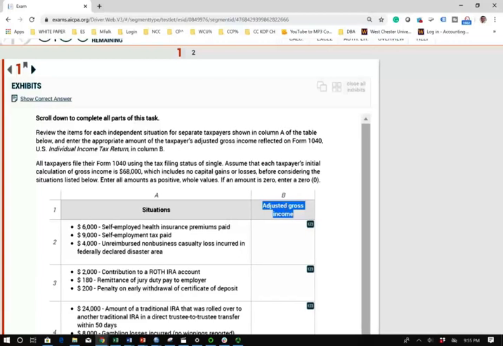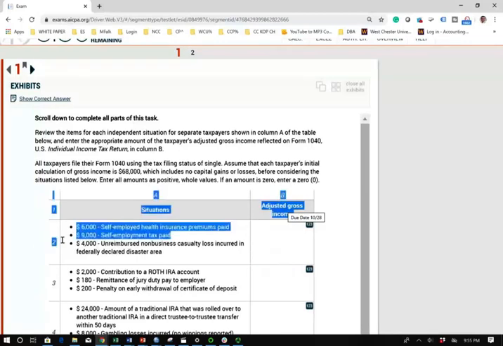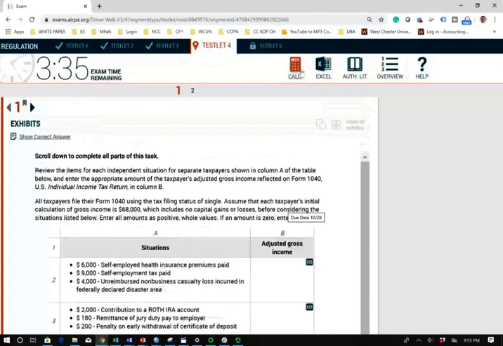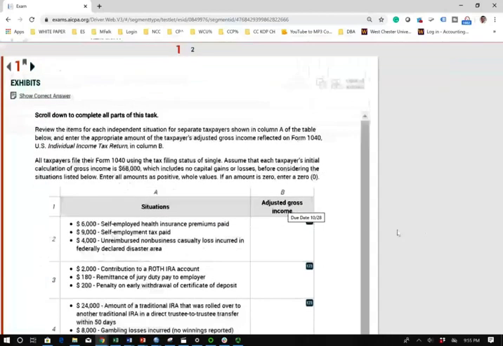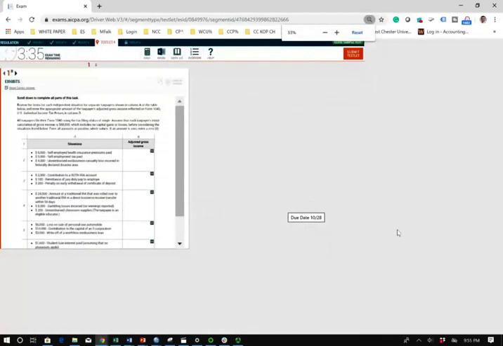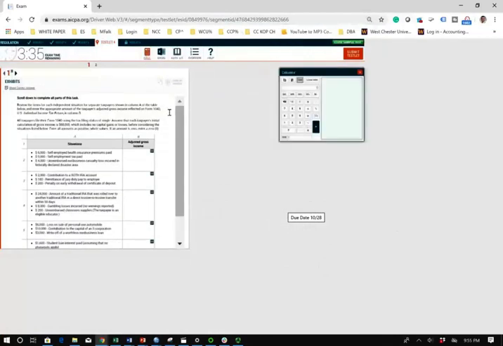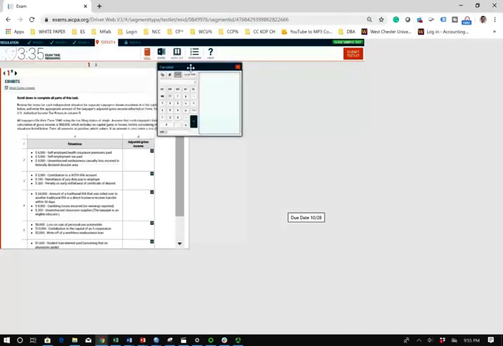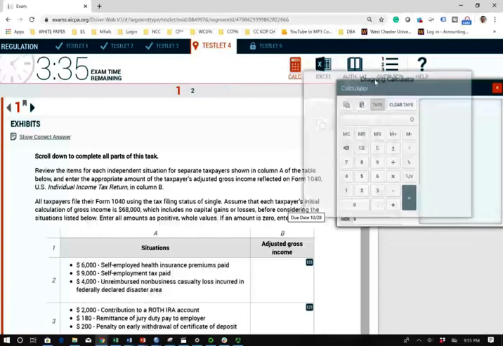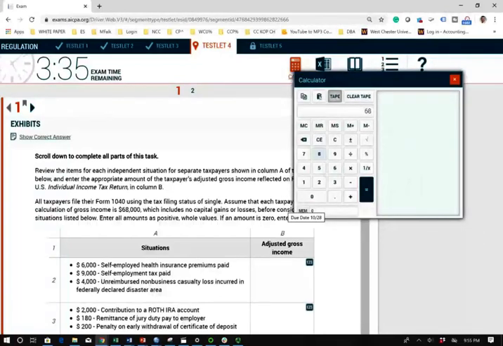So these are the situations. Situation two, okay? So let's pull the calculator here. Let me just make sure we can see the calculator. Let me pull it. Okay, there we go. Let me get it close to here because we're going to need to use the calculator for this example, obviously. Okay, so we are starting with the gross income of $68,000.